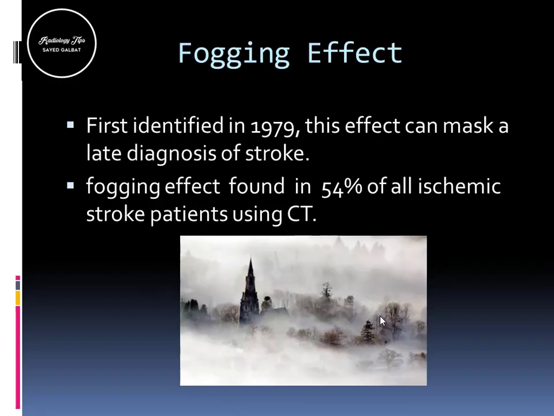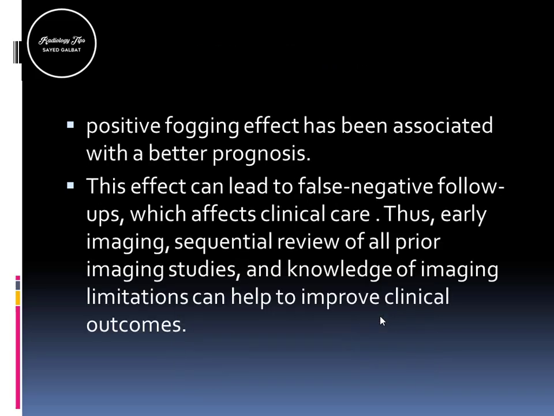So what you see in this case is called the fogging effect. Okay. The fogging effect was first identified in 1979, and this fogging effect, as you see, masked the late diagnosis of stroke. And surprisingly, the fogging effect is there in 54% of all CT scans of stroke. So if you image 100 patients with a stroke, in 54 patients you will see this fogging effect. Okay, so in this fogging effect, you didn't see the usual hypodense appearance of the infarction. Right? Why is this?